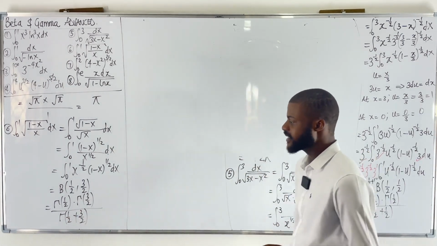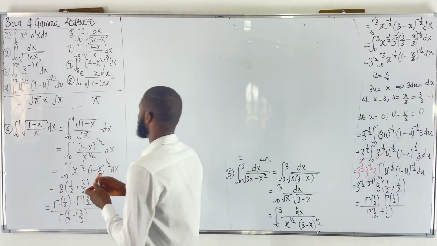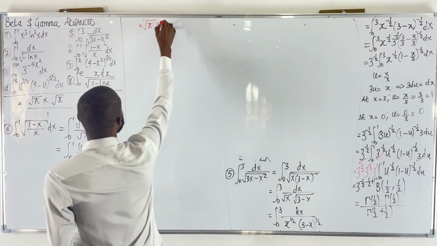Okay, now what is the gamma of 1 over 2? This is a much more special value. So gamma of 1 over 2 is just root pi. So that's root of pi.